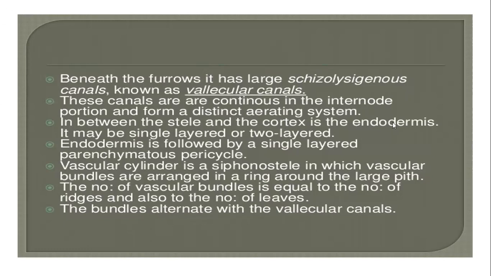Now in between the stele and the cortex, there is a single layer, which we call the endodermis, followed by a single layer of parenchymatous pericycle. When we go to the vascular cylinder, it is a siphonostele, in which the vascular bundles are arranged in a ring around the larger pith region. The number of vascular bundles is equal to the number of ridges and also the number of leaves. All these will lie in the same straight line.